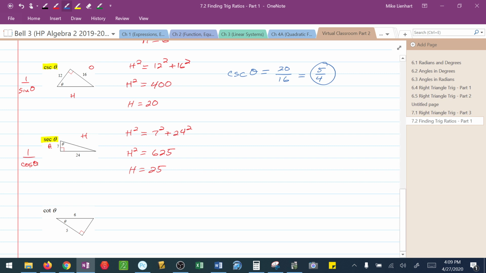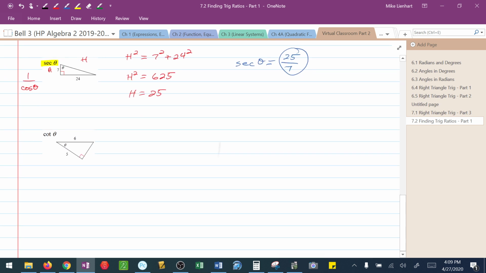So 1 over the cosine is adjacent over hypotenuse. To find the secant of theta, I'm going to do hypotenuse over adjacent. I can't simplify it. I'm done.